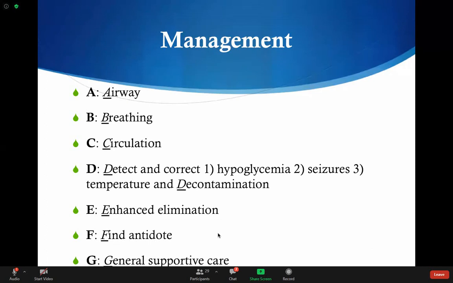And then we look for an antidote. Do I have an antidote? So the hypoglycemia antidote is glucose. Opioid, like morphine, the antidote is naloxone, and so on. We'll talk about antidotes later on.